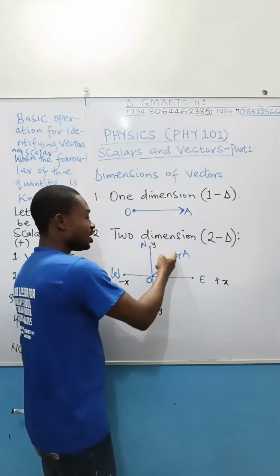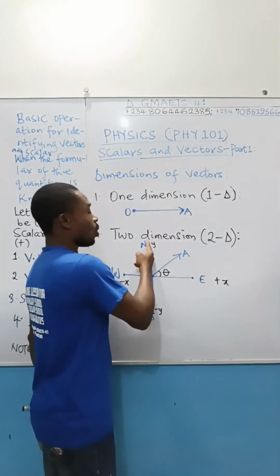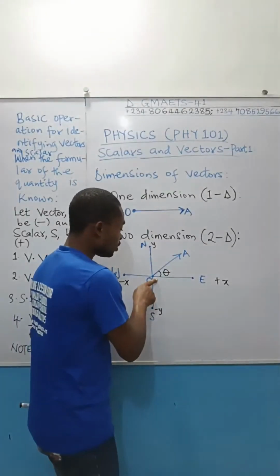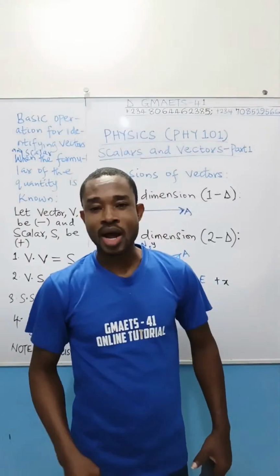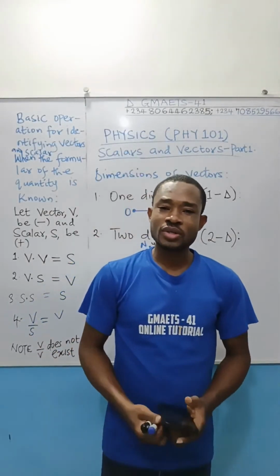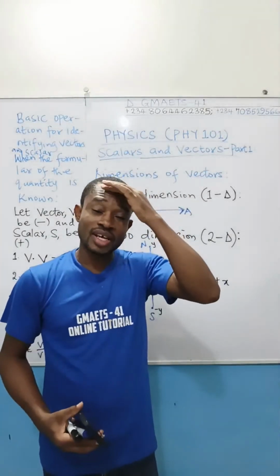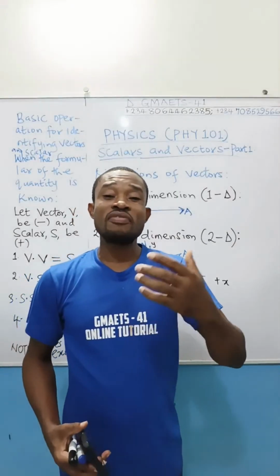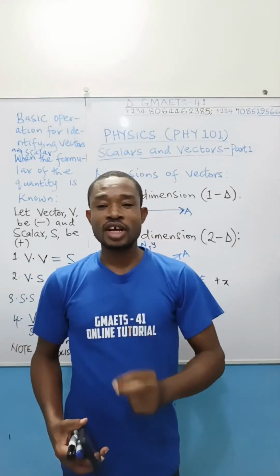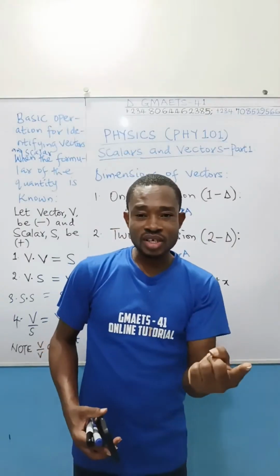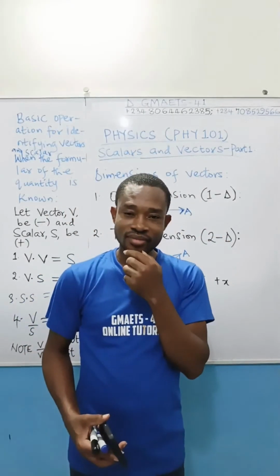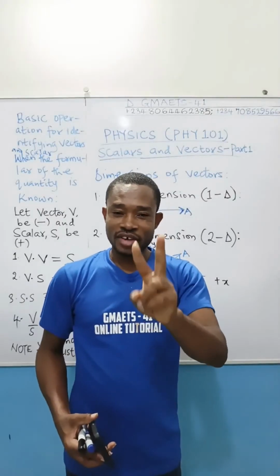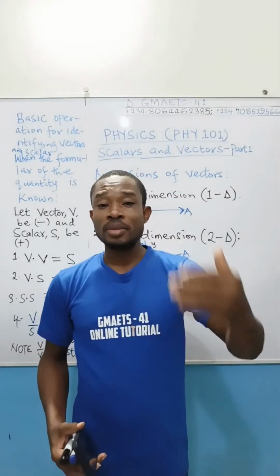Like this vector OA now has a value in the y direction. It has a value in the x direction, since it is between x and y. Such a vector is said to be a two-dimensional vector. Like I said, the vector is defined by two values. One is the x coordinate and the other one is the y coordinate. Is that clear? Vector in two dimensions. Vector in the plane.